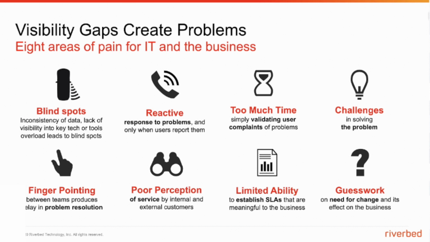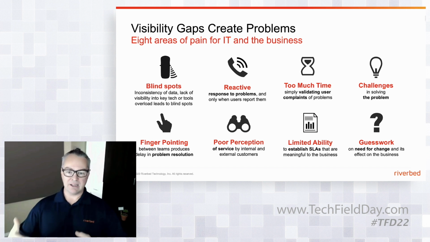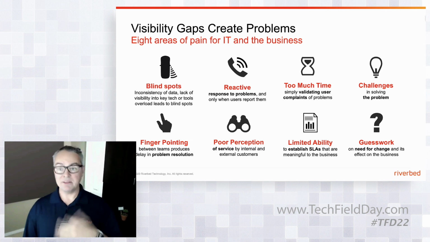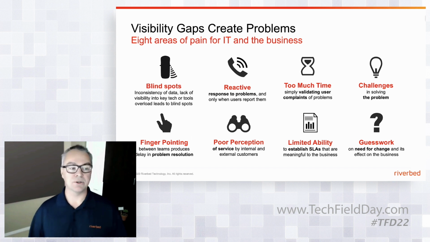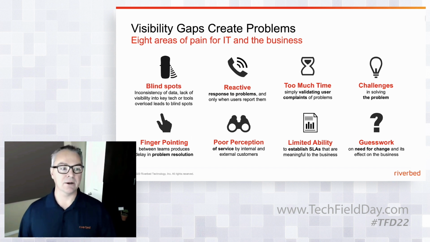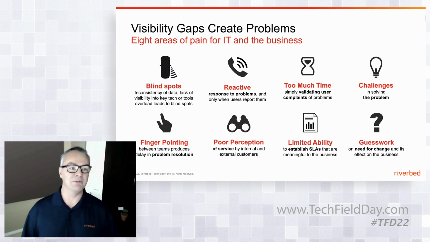Maybe organizations are reactive, and instead of being ahead of the curve, they just react to problems and they get in that mode. And then they're behind the curve rather than being proactive and having that visibility and being able to spot things that maybe haven't really impacted a user yet and make some adjustments there. And the list goes on, right? Too much time validating complaints. Is it a real problem?